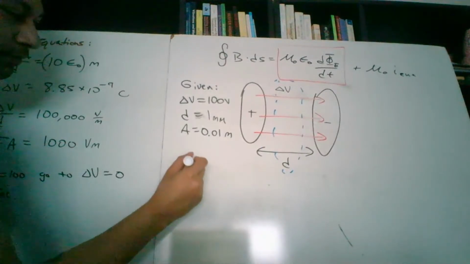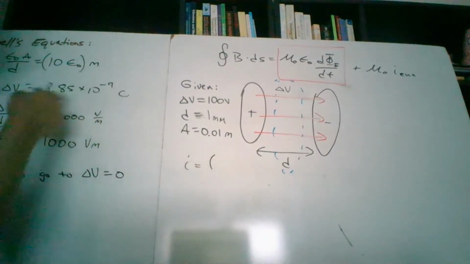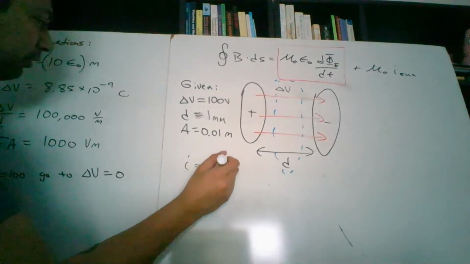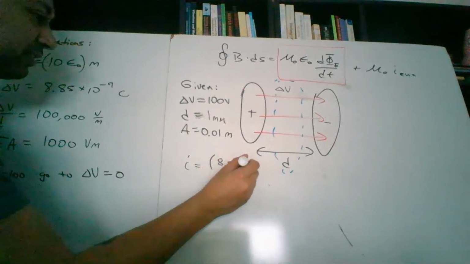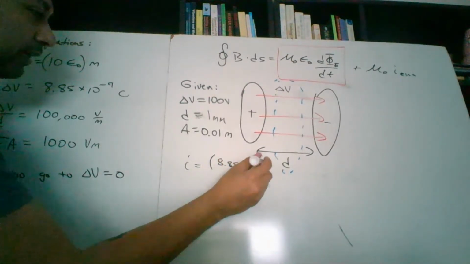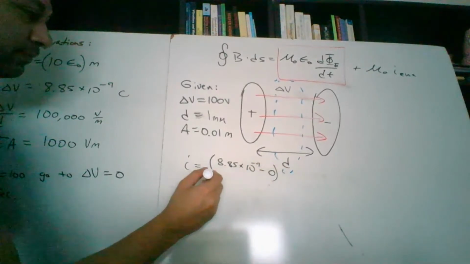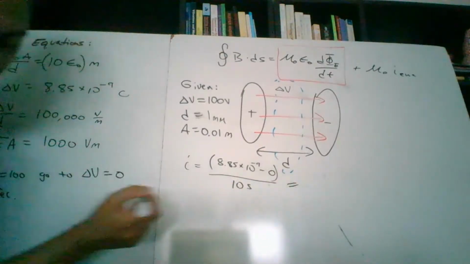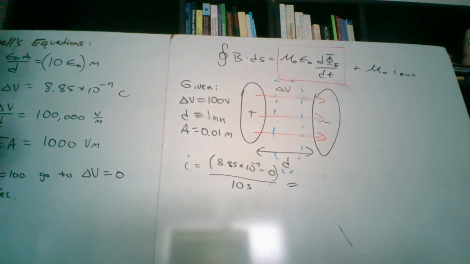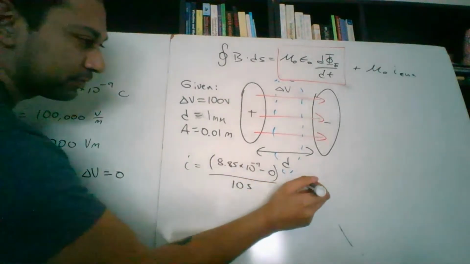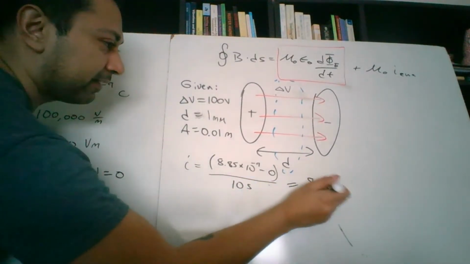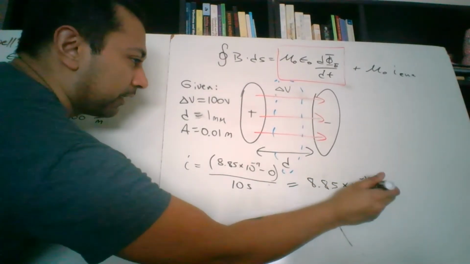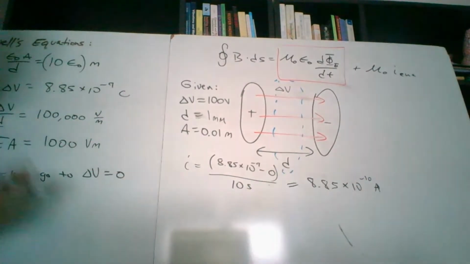The current, I, is going to be the final minus the initial, it doesn't matter. We're just looking at what the current's going to be. So it'll be 8.85 times 10 to the power minus 9 minus 0, all divided by 10 seconds. And we get that the current is equal to 8.85 times 10 to the power minus 10 amperes. So that's my current right there.